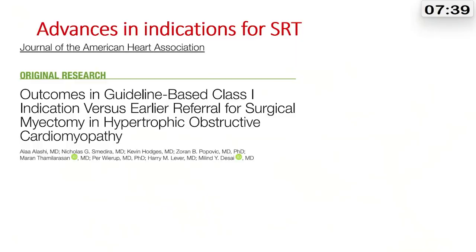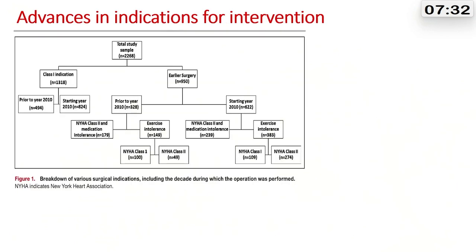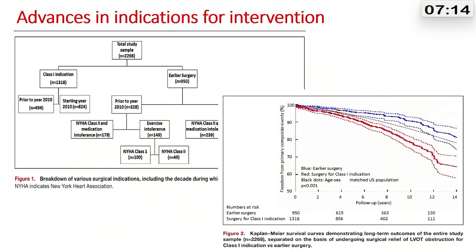This issue was studied in this nice observational study, in which they compared the outcome of patients who underwent septal reduction therapy or myectomy according to a class 1 indication, NYHA functional class 3 to 4, or going earlier with NYHA functional class 2. They found that going earlier with surgery, in the patients in blue with NYHA functional class 2, had a more favorable outcome than the other group.